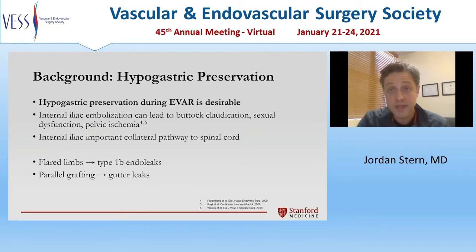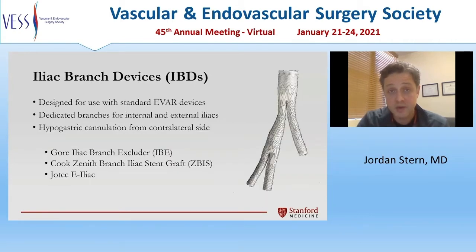While flared limbs are available in diameters up to 28 millimeters, their placement in ectatic or aneurysmal iliac arteries can lead to long-term complications such as type 1b endoleak. Additional issues arise with the use of parallel grafting strategies as well, such as gutter leaks. Iliac branch devices, or IBDs, are bifurcated grafts designed to be used in conjunction with standard EVAR. The hypogastric branch is generally cannulated from the contralateral femoral artery, and the two limbs are extended into the internal and external iliacs respectively. Currently, the Gore iliac branch excluder, or IBE, is the only available device in the United States, though the Cook Zenith branch and the Jotec device are available elsewhere.